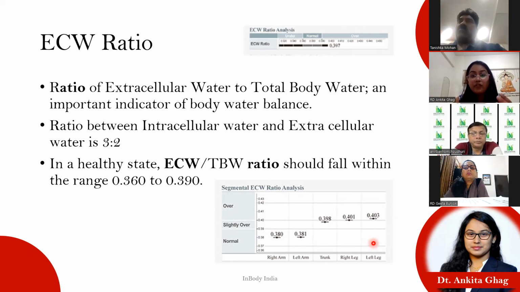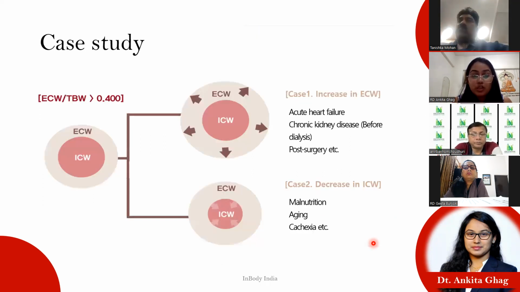Now to understand whether that fluid retention is because of any kind of chronic ailment or because of muscle breakdown, it becomes very crucial. So that's why I have a small case out here. This is your normal cell where intracellular water is 3 and extracellular water is 2.